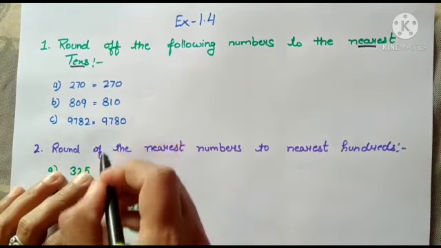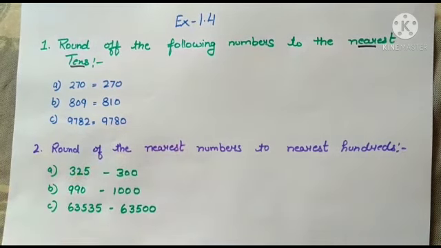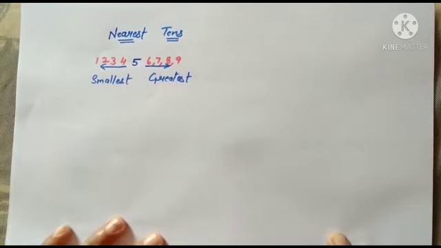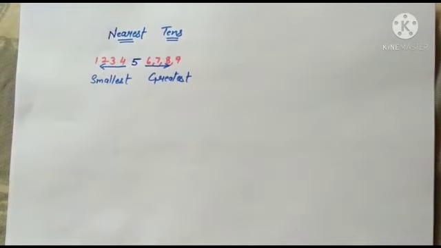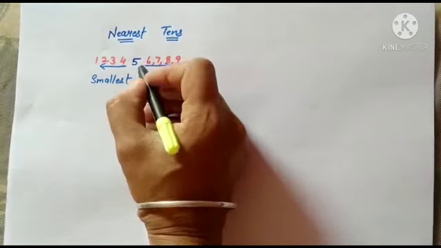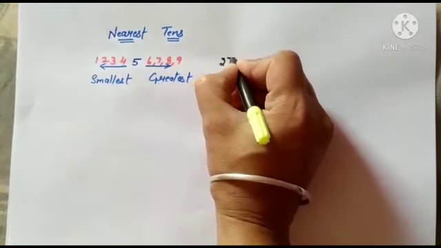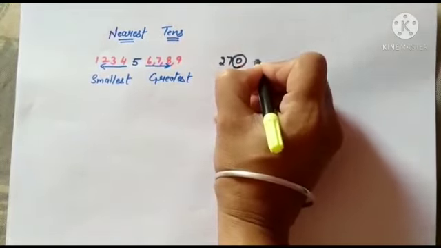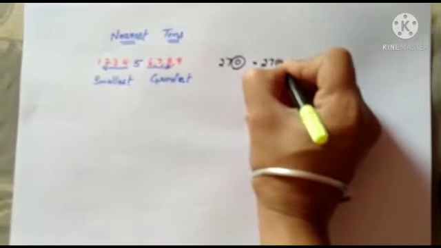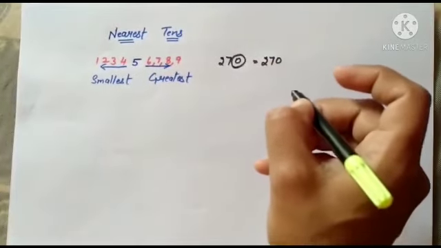How did it come? There are some rules which we have to follow to make a number to the nearest tens. What are the rules? If we want to round to the nearest tens, we look at the last digit, whether it is greater than 5 or less than 5. Let us see 270. The last digit is 0. We have to keep the last digit as 0. In every number we write 0 at the last digit.